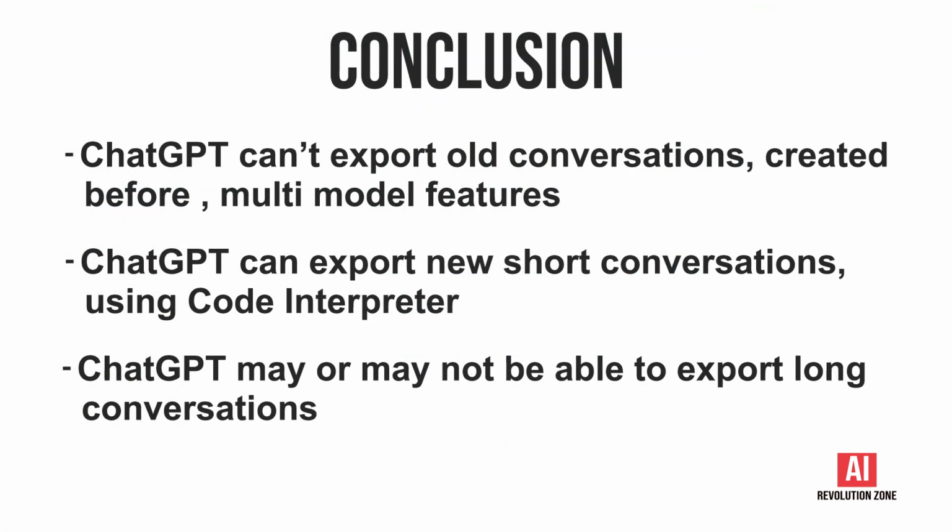Let me summarize the findings. ChatGPT can't export old conversations created before the multi-model features. It can export new short conversations using Code Interpreter. We can get the exported file most of the time. ChatGPT may or may not be able to export long conversations. This is mainly due to the constraints in the Code Interpreter environment. So, I am not confident in using this method to export my conversations.